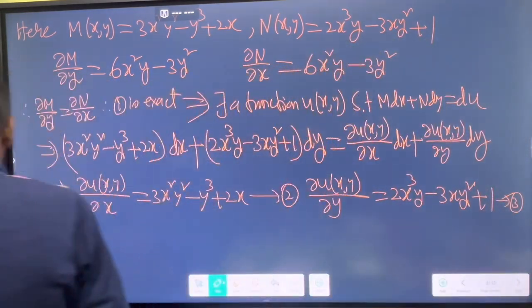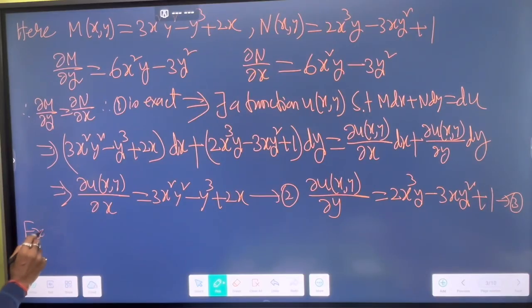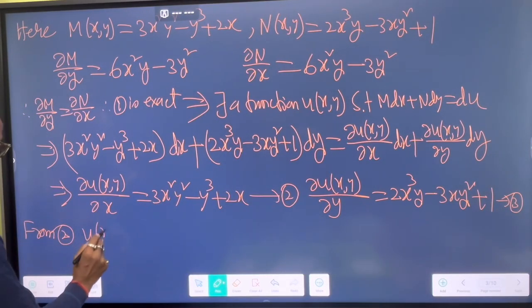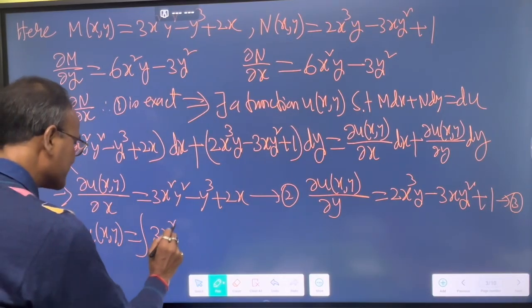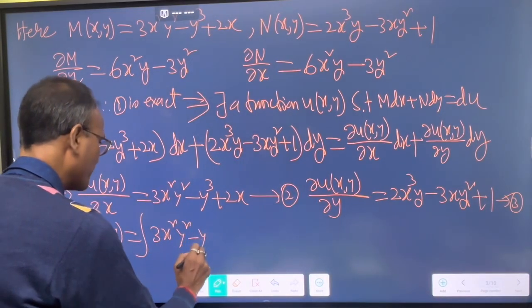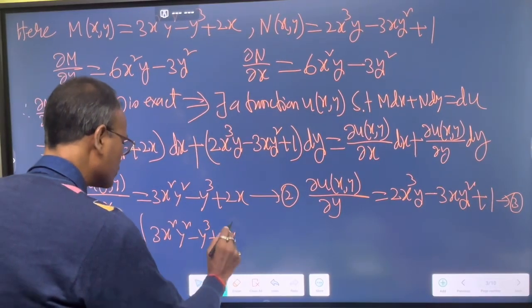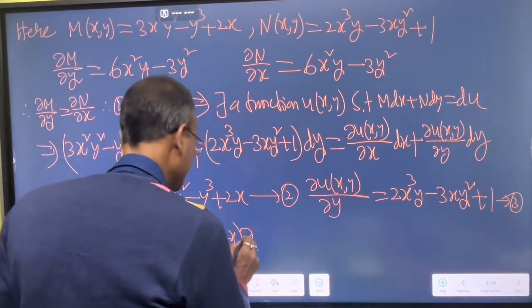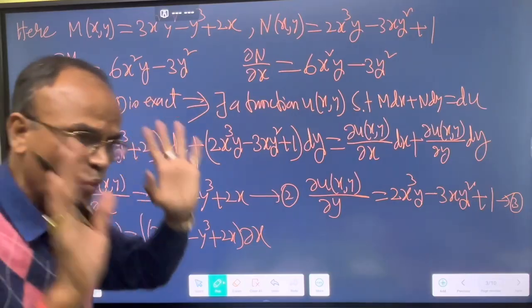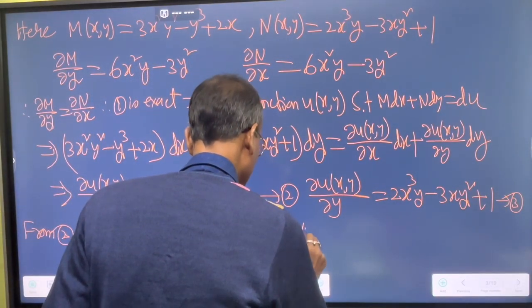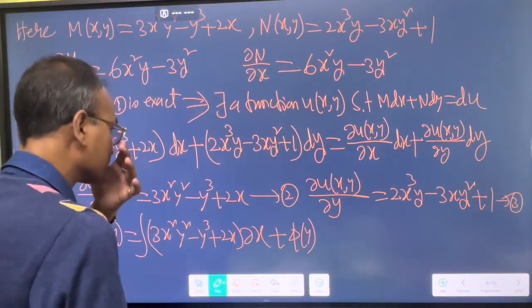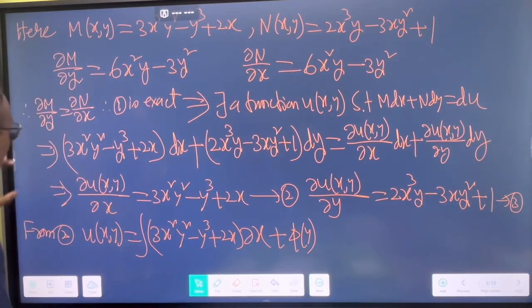From 2, u of x, y equals the integral of thrice x square y square minus y cube plus twice x. We are integrating with respect to x, treating y as constant, plus it will be phi of y.